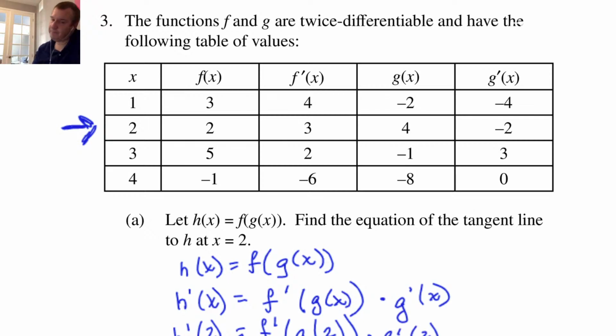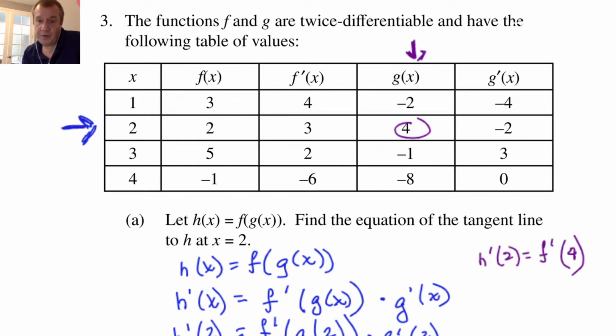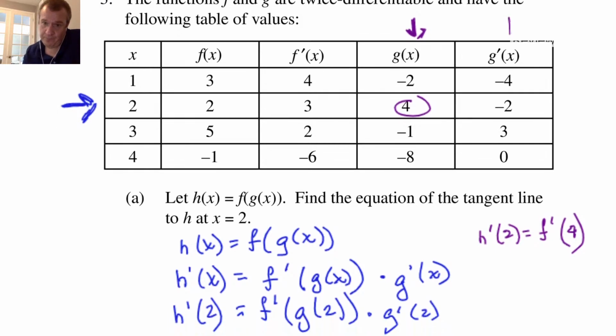And just one step at a time. Be careful when you're dealing with your functions, starting with the inside. You're going to find your g of 2, which will be that column. They overlap here, so that'll be on the inside. And your g prime of 2. There's your column. There's the overlap. And f prime of 4.